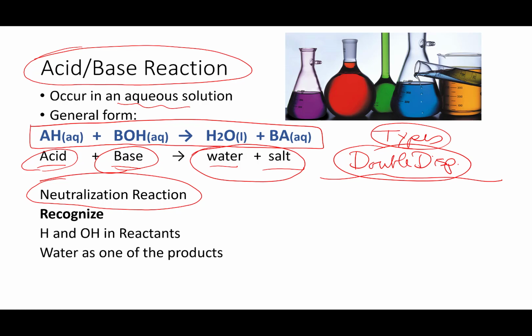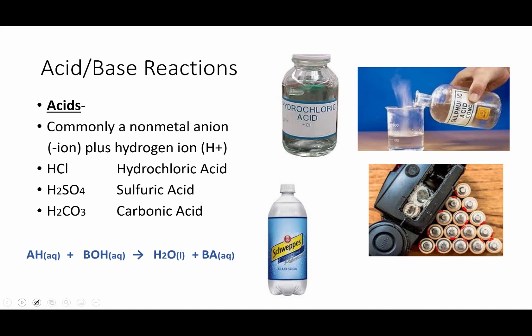How do you recognize an acid-base reaction? There's a whole bunch of different clues, but one of the biggest hints is this. One of the products is going to be water. The other product is going to be an ionic salt. And in the reactants, in the kind of acid-base reactions you and I are going to look at, one of those reactants is going to have an H, and that's going to be our acid, and one of our reactants is going to have an OH, and that's going to be our base. So let's talk a little bit more about each one of these components.